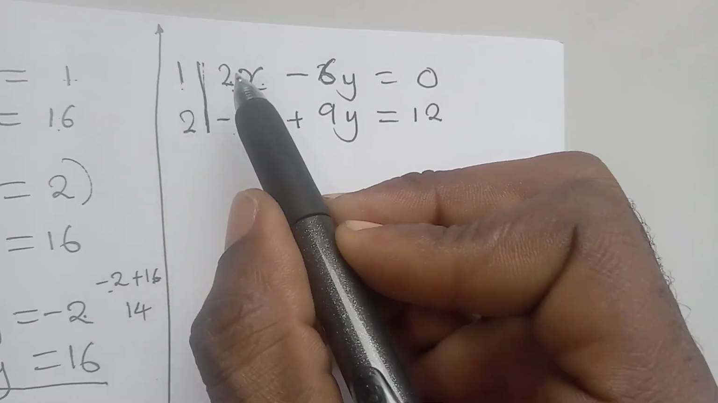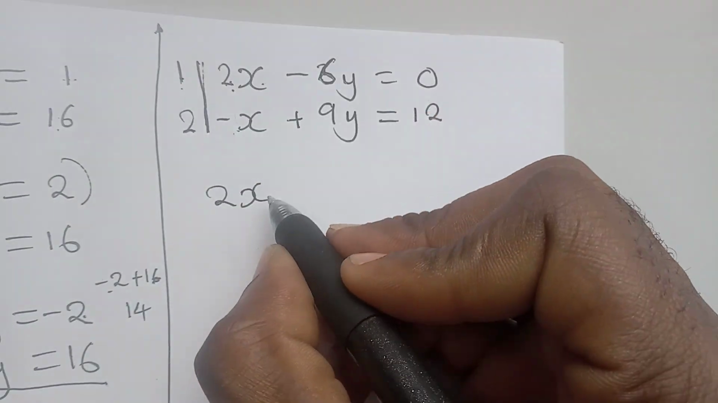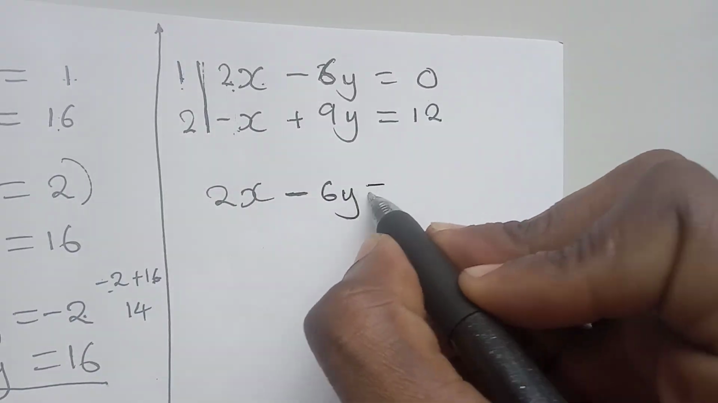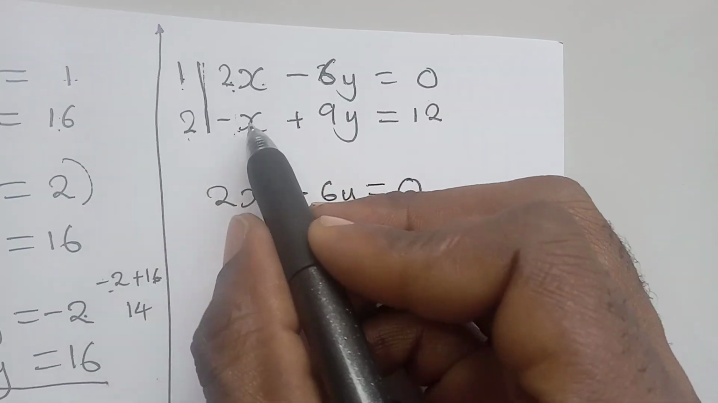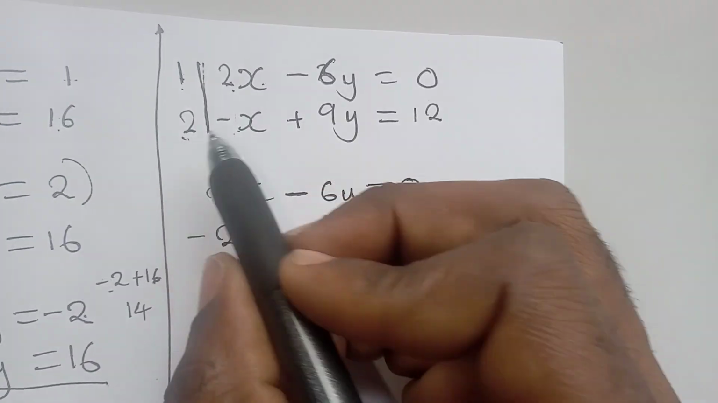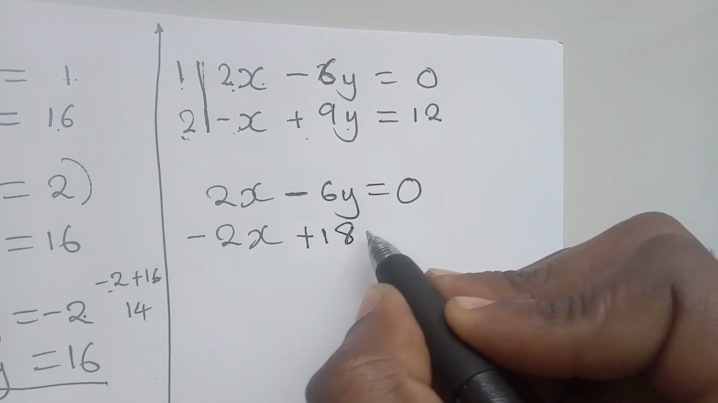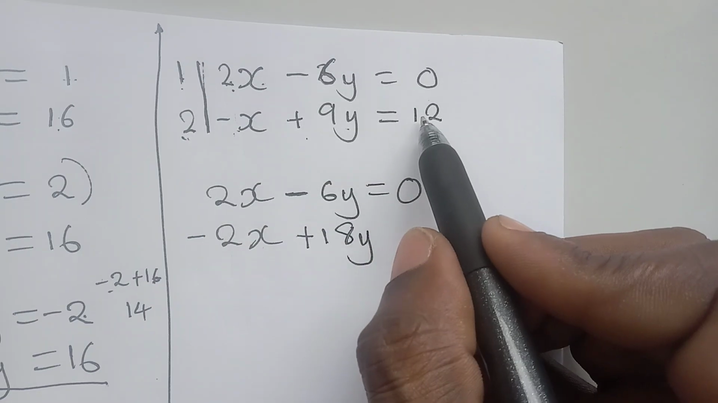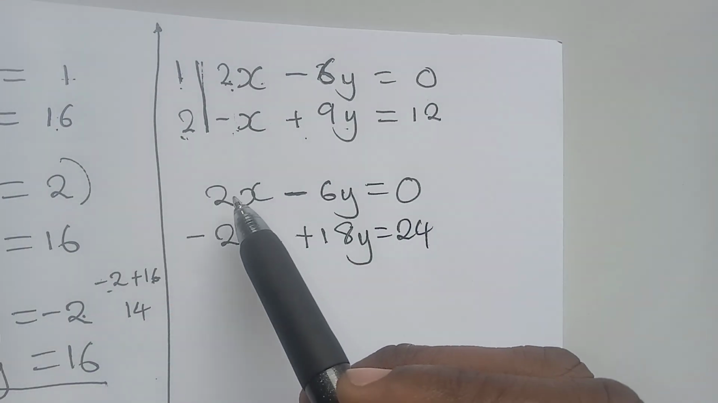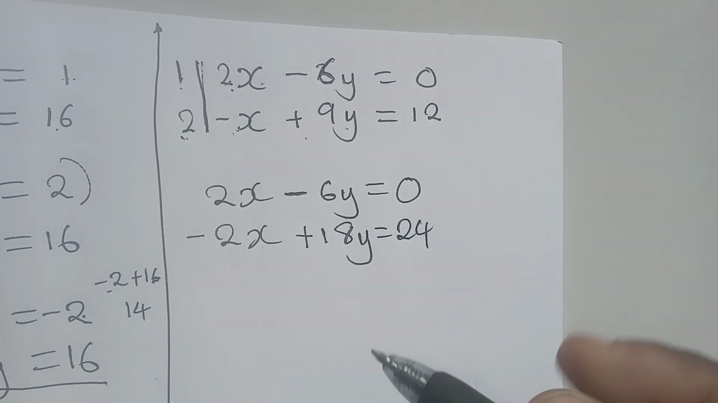So you can say 1 multiplied by 2x, this is 2x. 1 multiplied by minus 6y, this is minus 6y. 1 multiplied by 0 is 0. And then 2 multiplied by negative x, this is negative 2x. 2 multiplied by 9y, this is 18y. Then 2 multiplied by 12, this is 24. And then now we have what we wanted. We have the same coefficients and the signs are different.